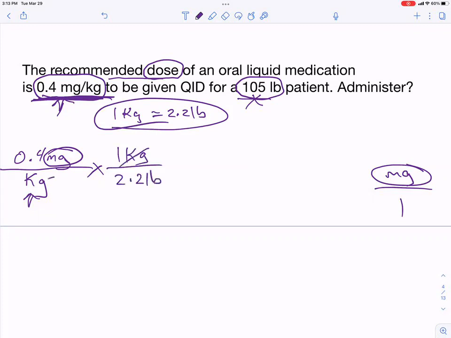So that gets rid of my kilograms, but now I have to look to get rid of my pounds. And how do I do that? Again, I look to my problem, 105 pounds. I can put that over 1. That gets rid of my pounds.